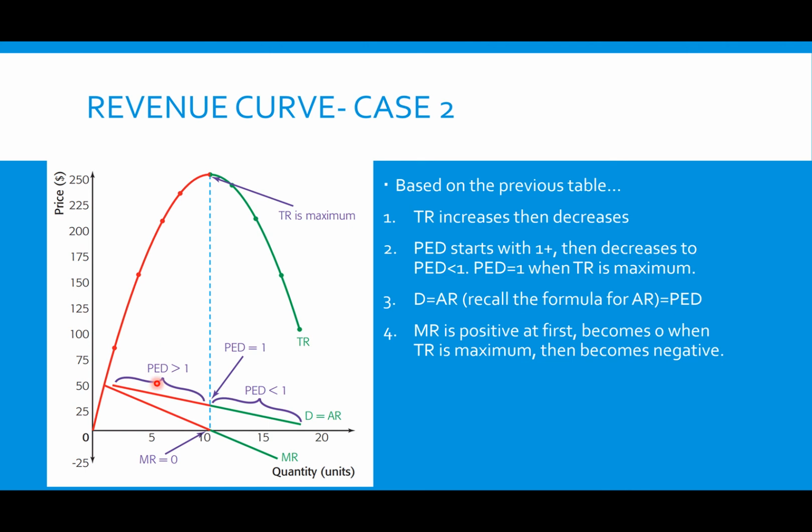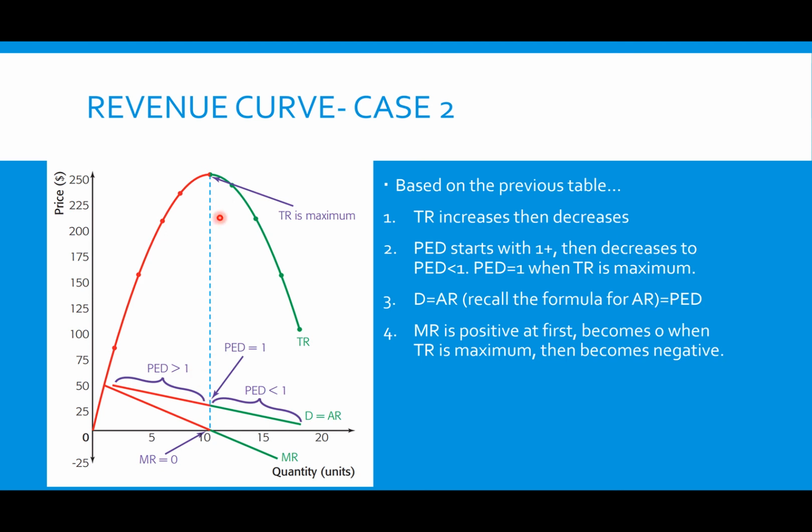But first, PED is bigger than 1 when the total revenue was increasing, and this is pretty obvious because PED can be calculated by the percentage change in quantity demanded divided by the percentage change in price. Because the percentage change in quantity is bigger than the percentage change in price, TR has to increase. But when the percentage change in quantity demanded is now lower than the percentage change in price, TR will fall. So that is what's happening.